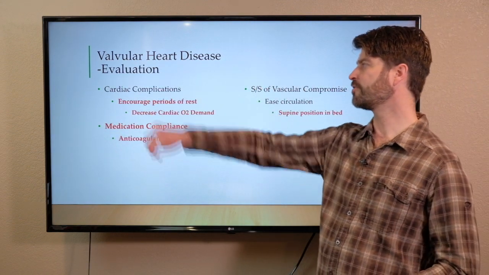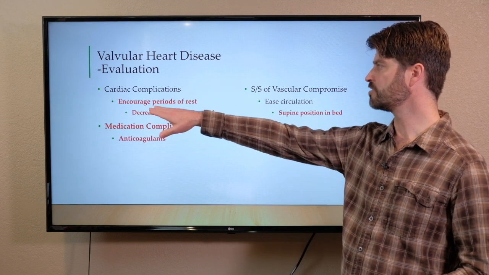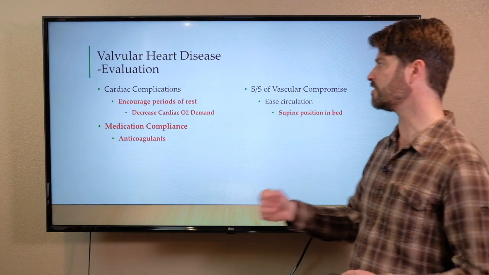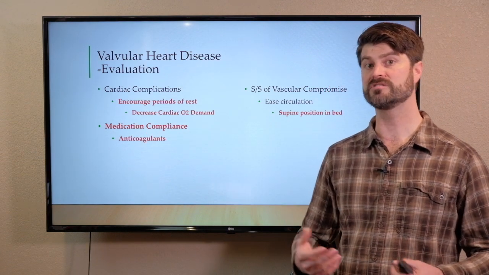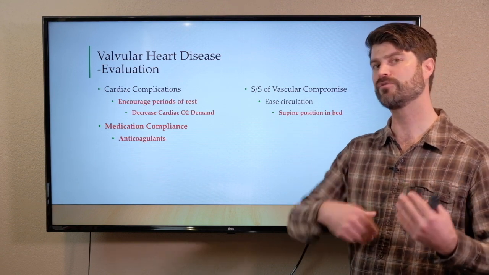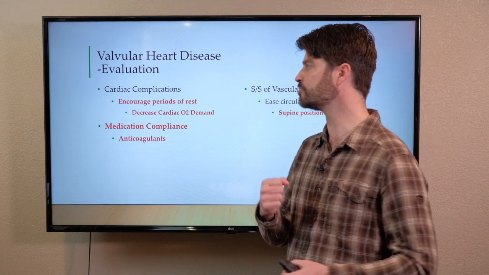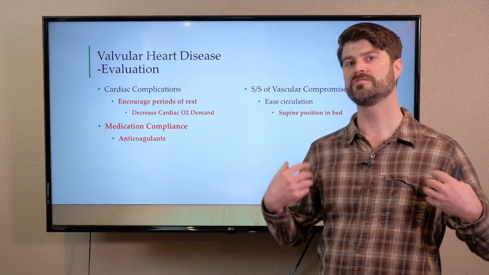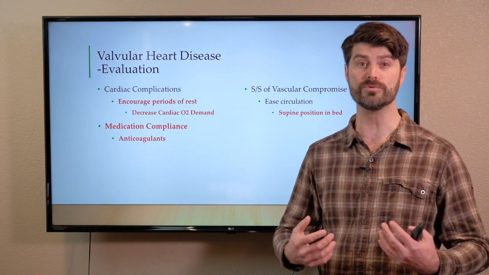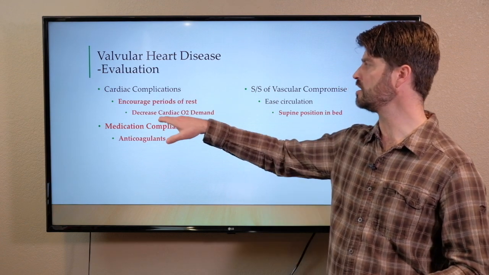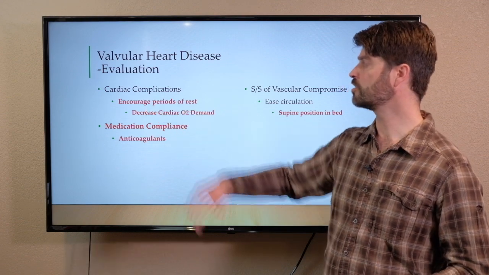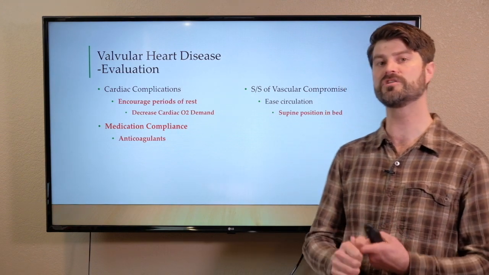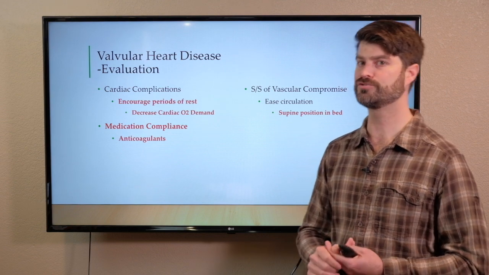For evaluation, we want to look out for cardiac complications. If things are going well, we need to make sure that the heart is managing either the abnormality that it has or the new biological flow of blood that it's been given. So we need to do things like encourage periods of rest for these patients, especially if they have a prolapse, meaning they're still having regurgitation of blood between the left atria and ventricles. What that can mean is we need to decrease cardiac oxygen demand. If these patients go exercising, they don't have enough cardiac output to properly perfuse the heart itself, so they can develop cardiac ischemia as a result of just having poor cardiac output. So we do need to encourage them to build in periods of rest when they are being active. Also, medication compliance, big deal, especially those anticoagulants. We do not want these patients developing clots and stroking out on us.